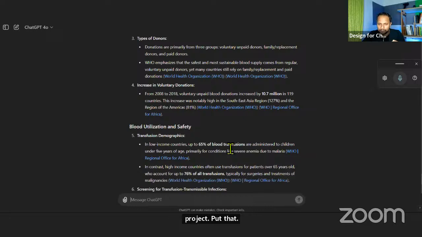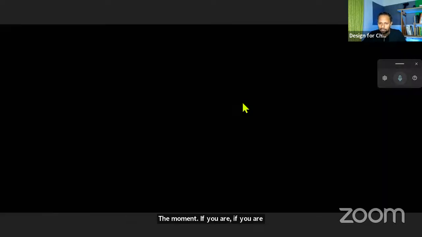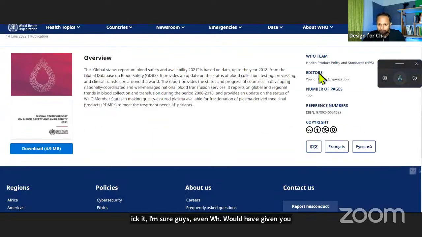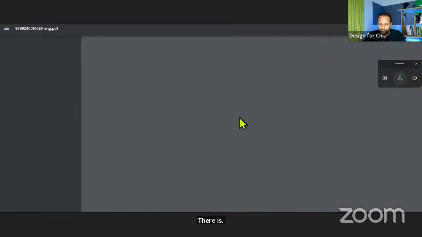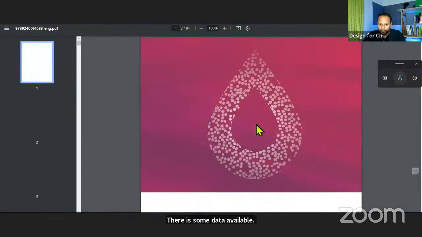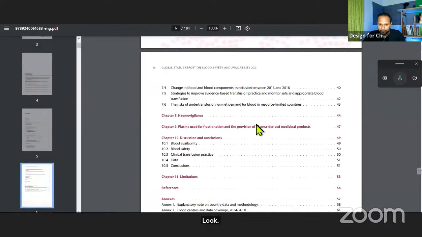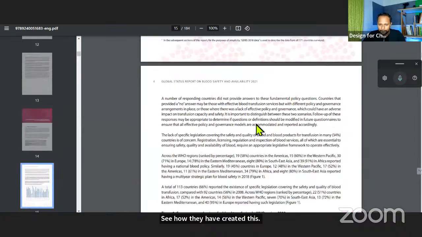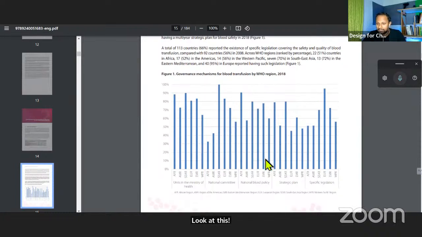See, the moment you click it, I'm sure, guys, even WHO would have given you very good visualization information. I hope you can see the screen, right? What I'm doing. See, there is some data available. If you click this information, see, look at how they have created this information. Look at this. Why has WHO put it like this? Why have they taken graphical data?